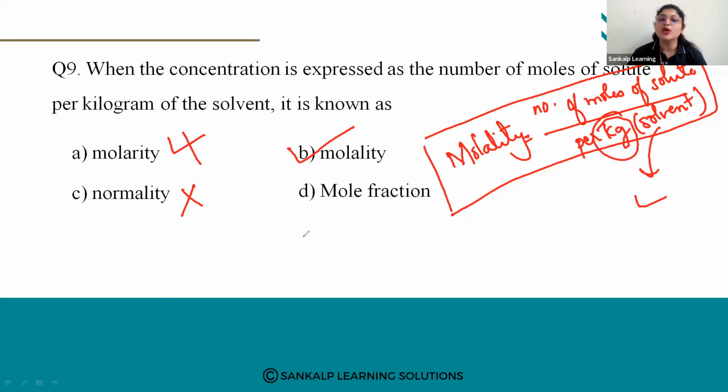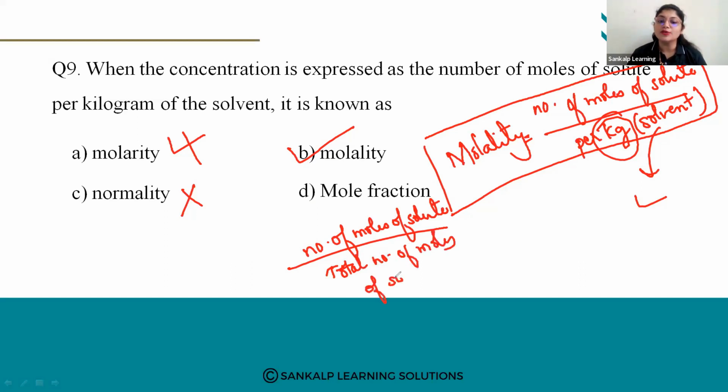Mole fraction is the number of moles of solute divided by the total number of moles of solute plus solvent. Okay, so this will be your mole fraction. So this is the mole fraction formula. So this is also wrong.